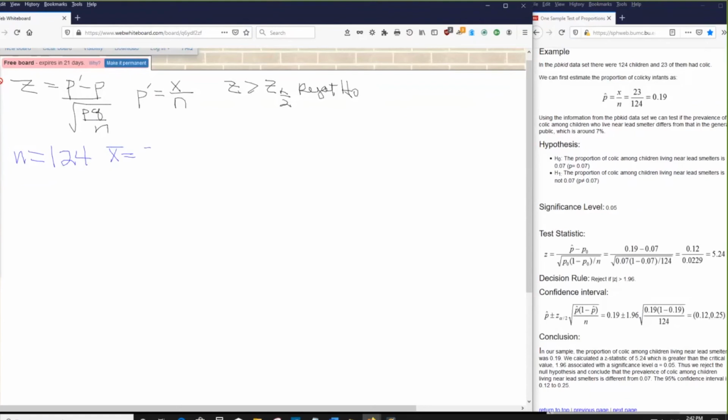so let's say our X is going to be 23. Our probability of success for the general population is 7%. So that's going to be 0.07, which is going to make the probability of failure 1 minus 0.07, which is going to be 0.93.